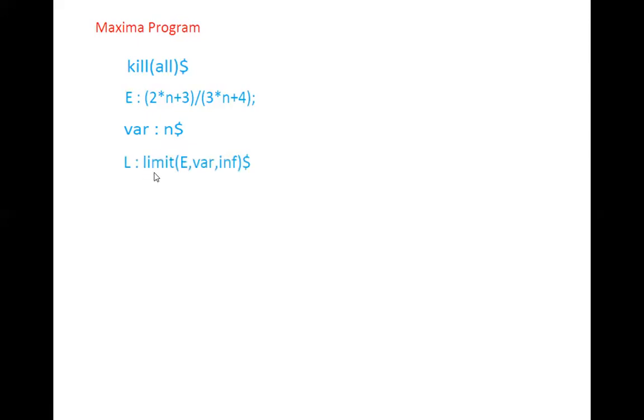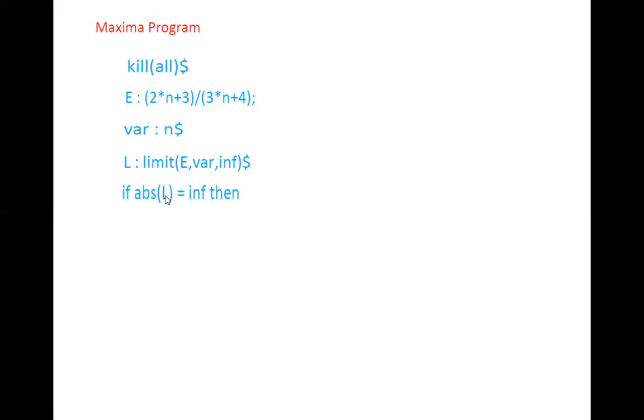Now to evaluate the limit, I use the command limit. This is an inbuilt command. When I say inbuilt command, you are not supposed to make any changes. You have to take it as it is. So within the brackets we write E, that is the nth term, var, that is the variable involved, and inf, which stands for infinity. This entire value of the limit is stored in L. And here I've given a dollar sign. We can even give a semicolon to see the output.